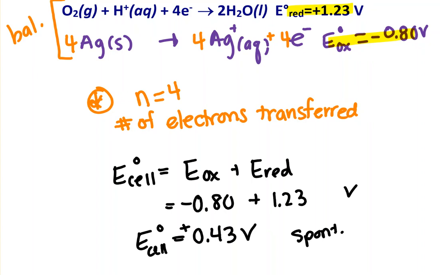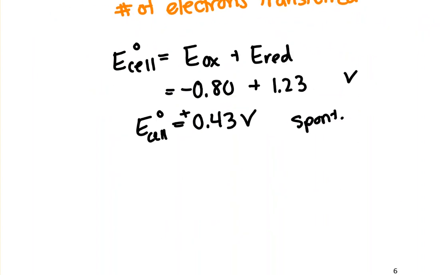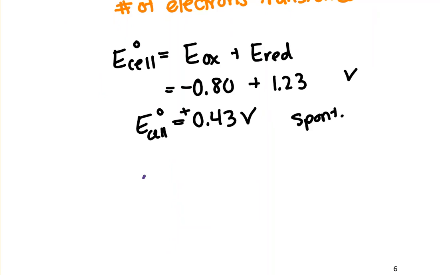So let's get to our equation for Gibbs free energy. Since we already said the reaction is spontaneous, we're going to expect this number for Gibbs free energy to come out negative because cell potential positive is spontaneous, change in Gibbs free energy that is negative is spontaneous.